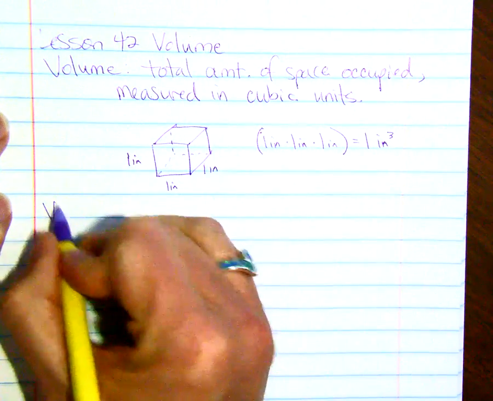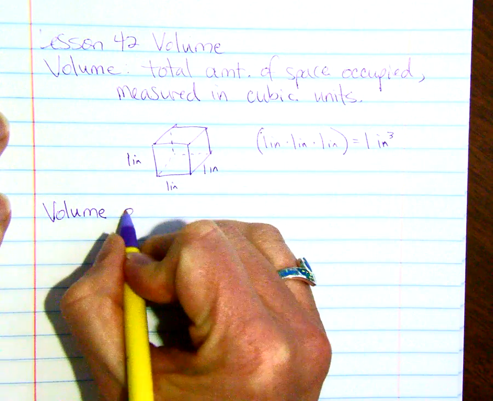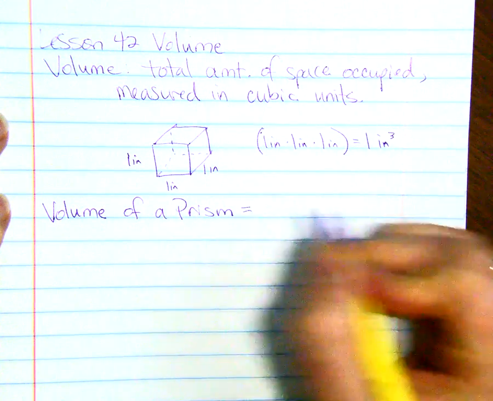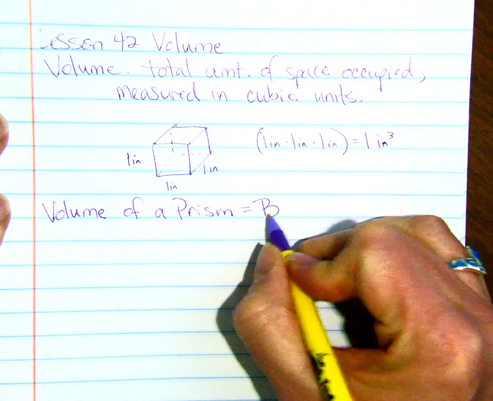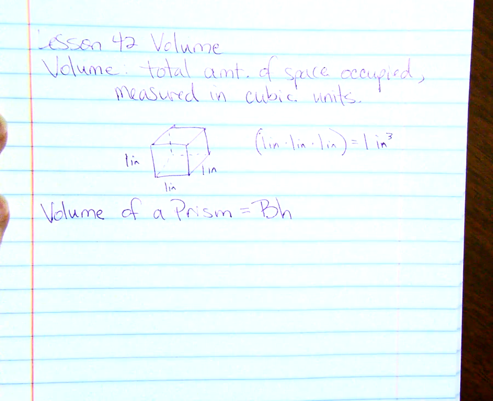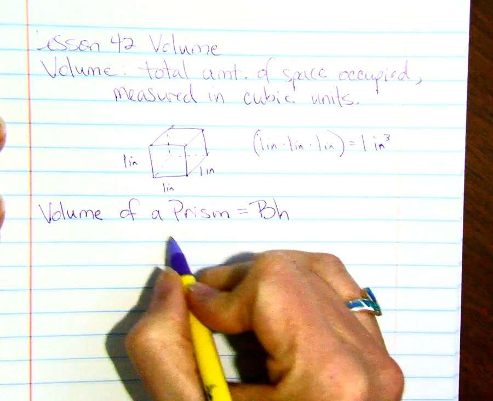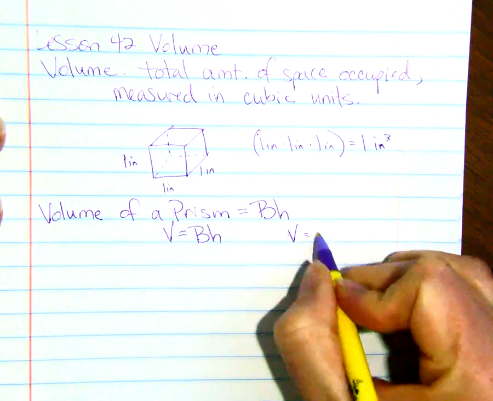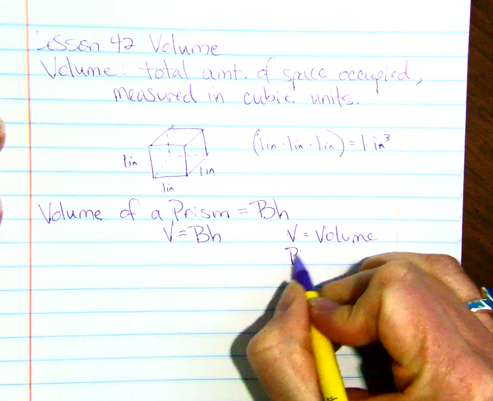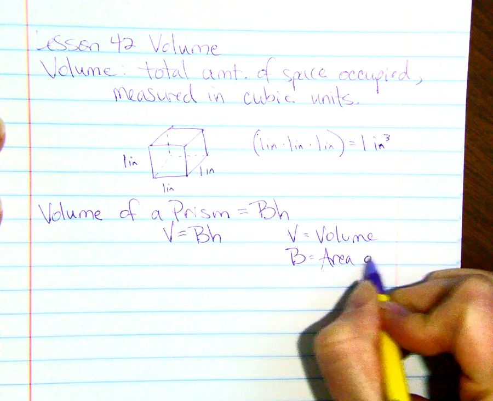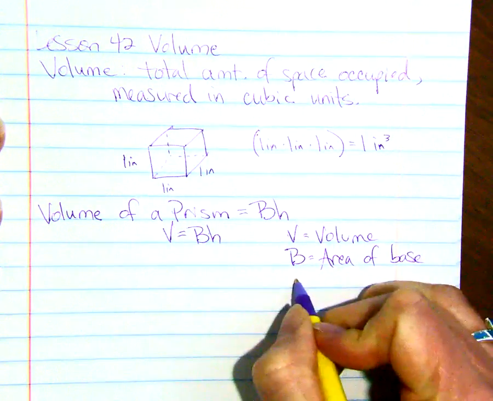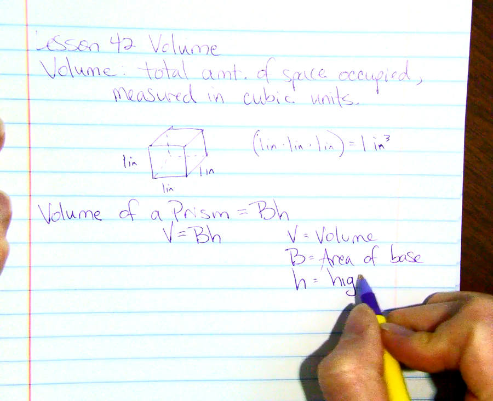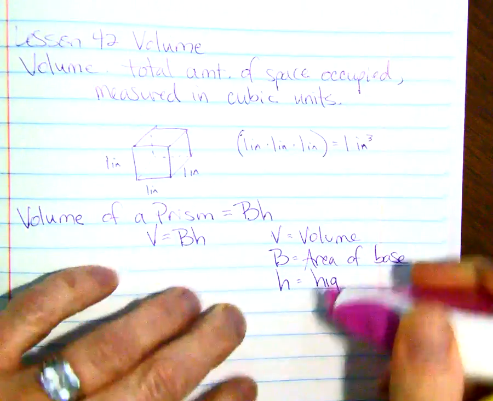The volume of a prism is equal to the area of the base times the height. So we can write that as V equals BH, where V stands for volume, capital B stands for area of the base, and H stands for the height of the prism.